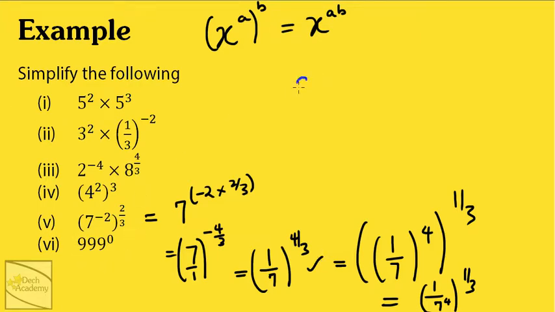Part 6. So we're asked to determine 999 raised to the power of 0. Well, we don't really need to do much because we know that any number raised to the power of 0 is equal to 1. So the answer here is simply 1.